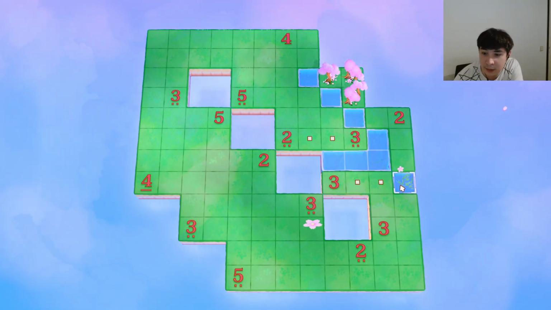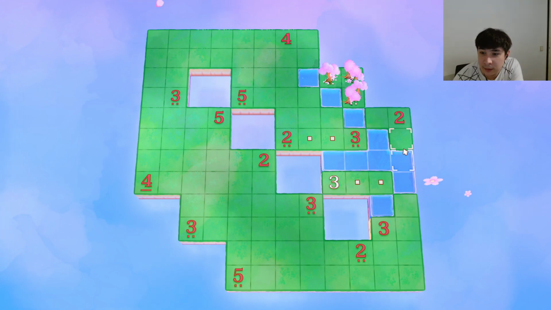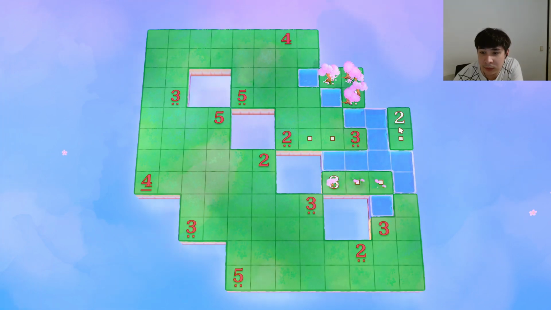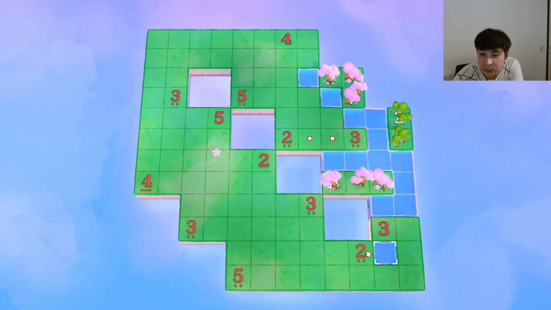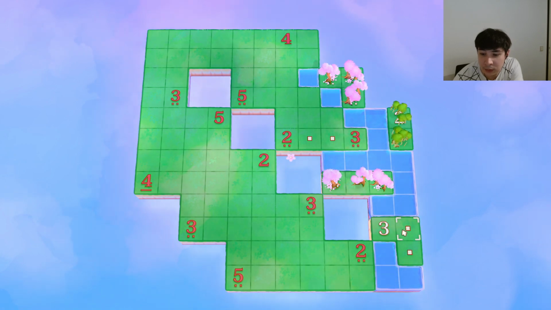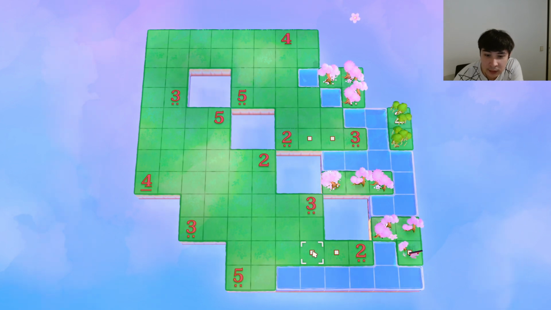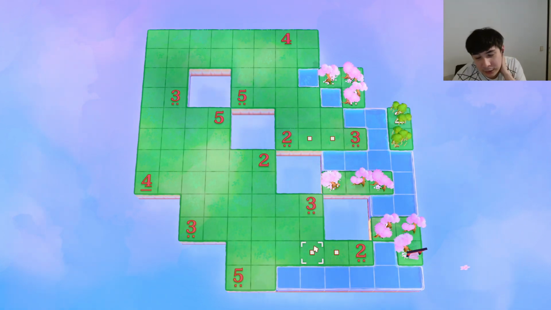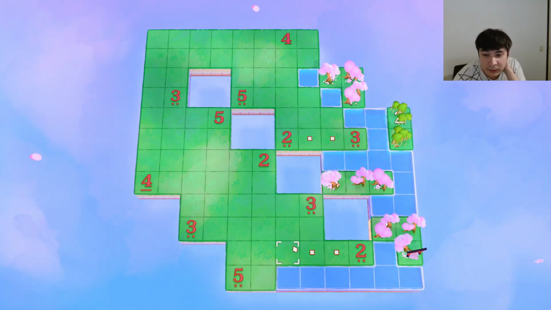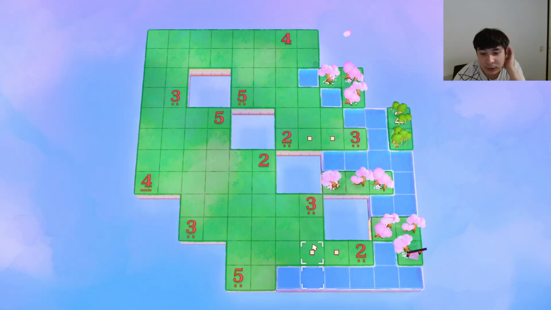That means the 3 goes out like so. This cell here is unreachable, means the 2 goes down here. This bit of water goes out. This 3 is restricted by the 2 to go like that. Now this bit of water has to connect to the rest. This 2 over here has to connect to the 3 now, because if it connects to the 5, there's not enough that's going to separate the water.